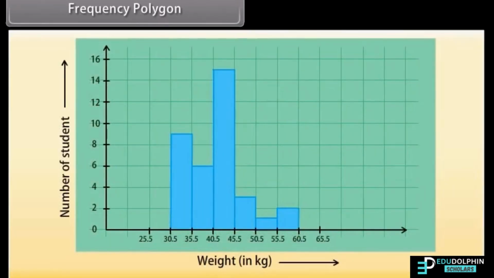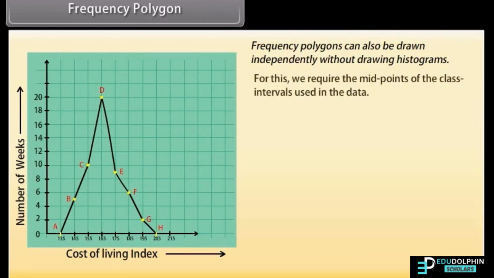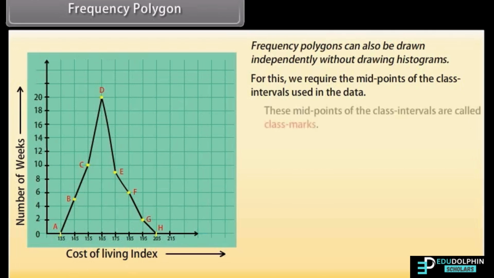Frequency polygon. In a frequency polygon, a line graph is drawn by joining all the midpoints of the top of the bars of a histogram. Frequency polygons can also be drawn independently without drawing histograms. For this, we require the midpoints of the class intervals used in the data. These midpoints of the class intervals are called class marks.